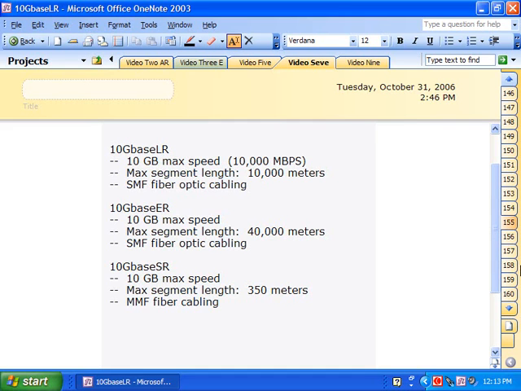10G base LR has a maximum segment length of 10,000 meters and is SMF. 10G base ER has a maximum segment length of 40,000 meters and is SMF. 10G base SR is MMF, but it has a maximum segment length of only 350 meters. I'm going to say that last one again. 10G base SR does have a 10 gig maximum speed. It's got a maximum segment length of only 350 meters, and it is a multi-mode fiber cable.